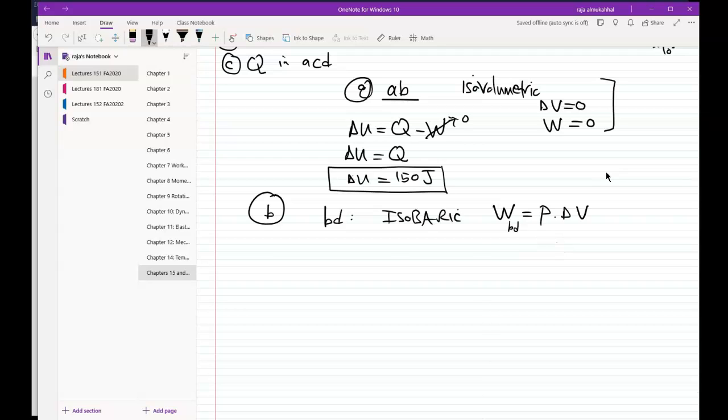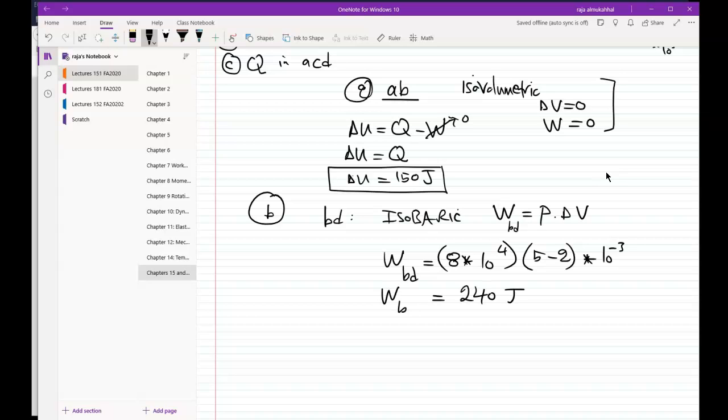Okay. So we have here W_BD is equal to P, which is equal to 8 times 10 to the power of 4, multiplied by delta V, which is 5 minus 2 times 10 to the negative 3. And then I calculate that. Using my calculator, I get 240. There we go. So the work done BD is that.